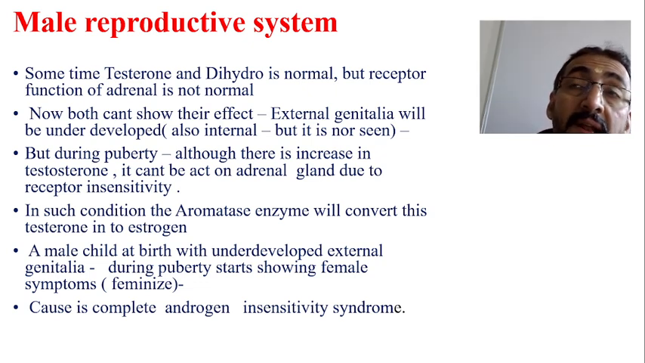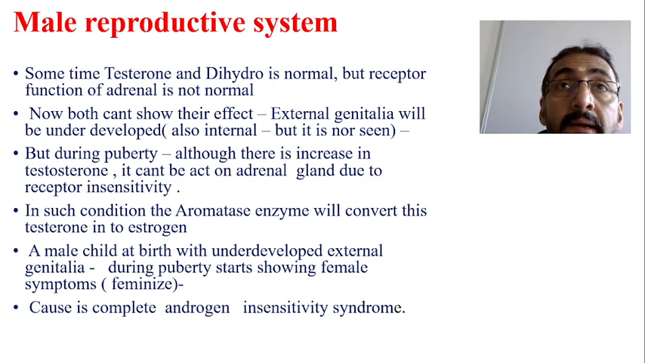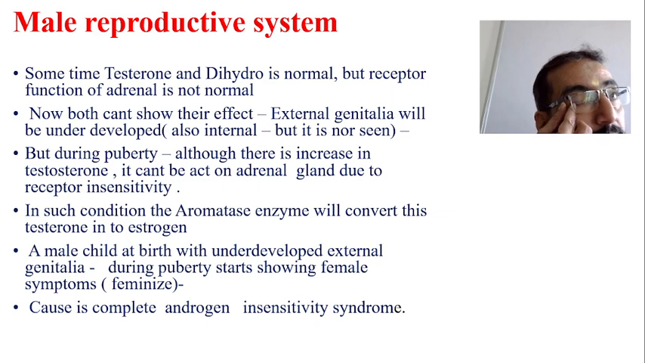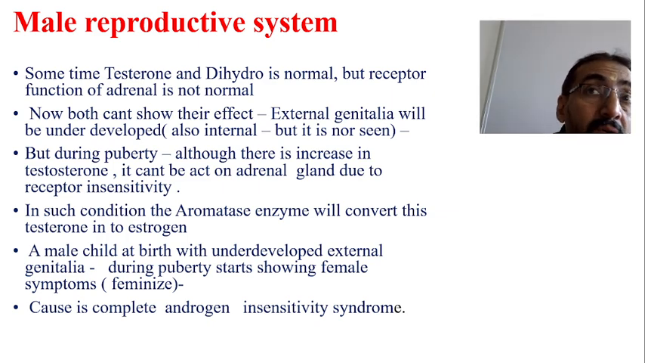Both external and internal genital organs are not properly formed. Internal genital organs are formed by the testosterone. External is by means of dihydrotestosterone. So both these hormones do not get bound to the adrenal receptors because of receptor insensitivity. So now external and internal, both genital organs are not developed.